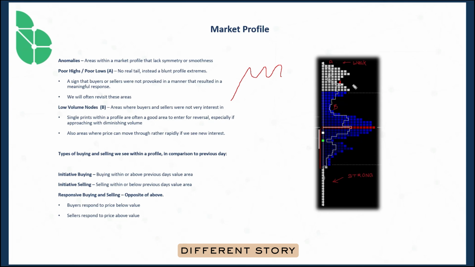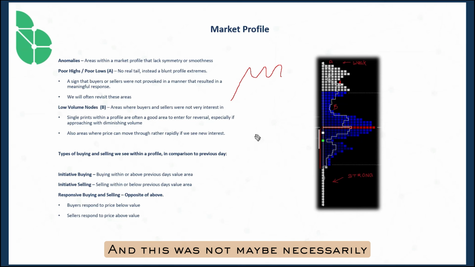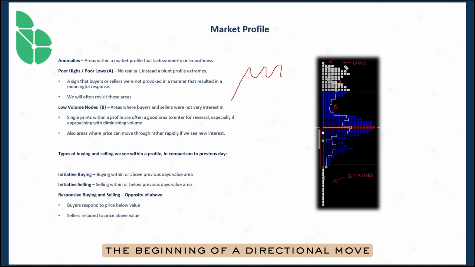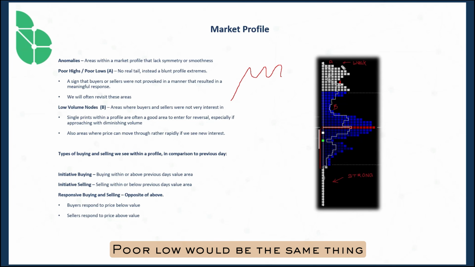Now in this case, we ended up closing up here though. It would be a little bit of a different story if price ended up closing back within value, and this was not necessarily the beginning of a directional move. But this again is a poor high. A poor low would be the same thing but at the bottom. So we often revisit these areas.